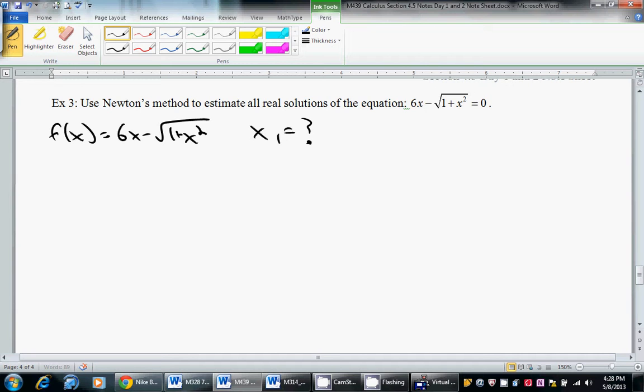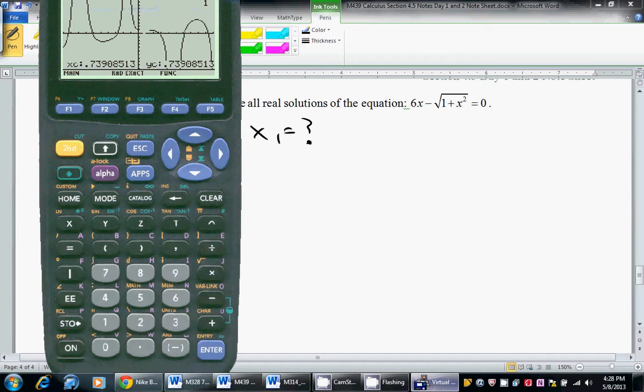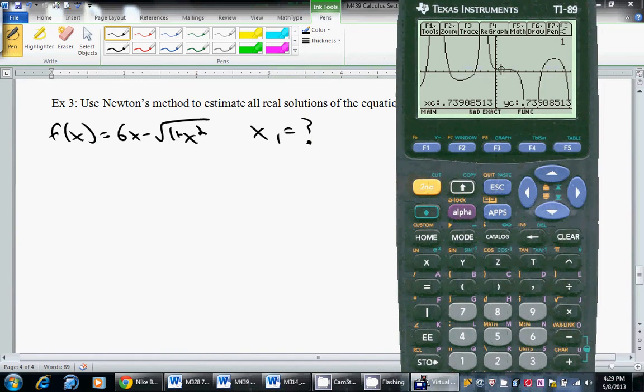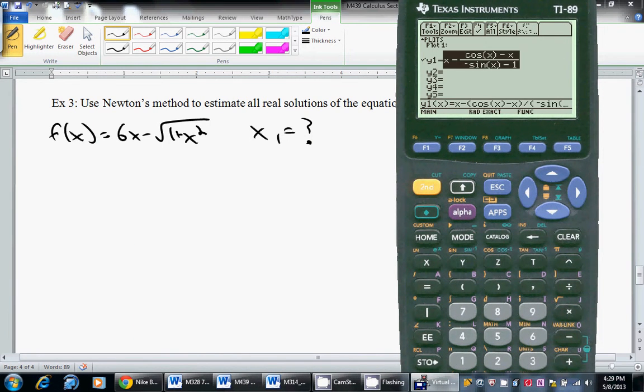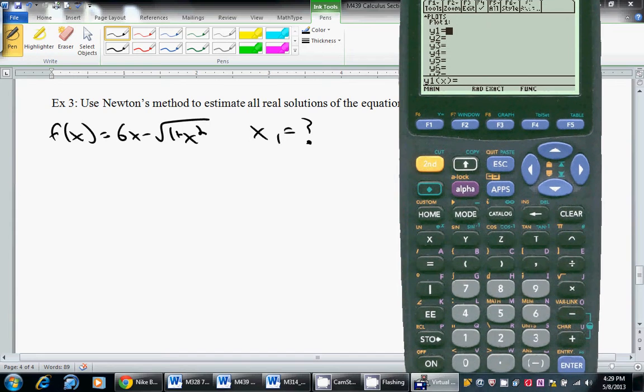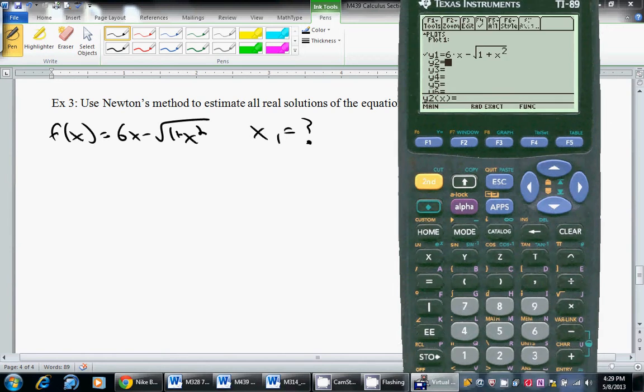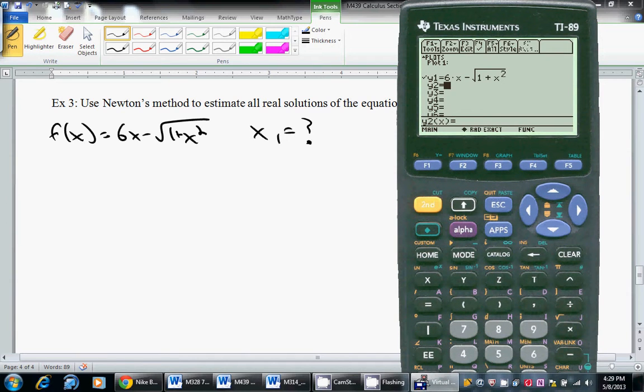Okay? So, one thing we can do is we can go ahead and graph the function 6x minus the square root of 1 plus x squared. Okay, so let me graph that, and whoa, that looks pretty linear. Let's do that. 6x minus the square root of 1 plus x squared. Okay, I just screwed up here.